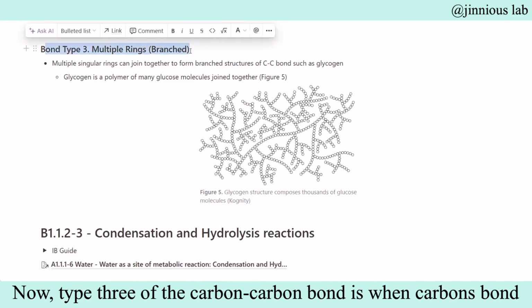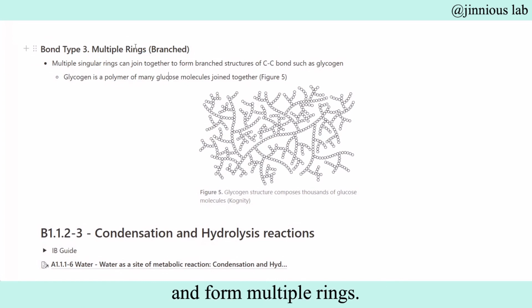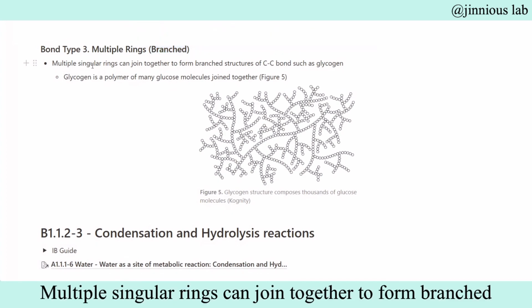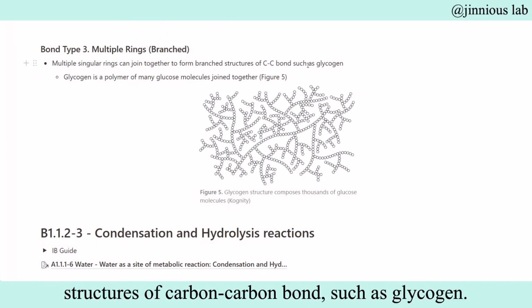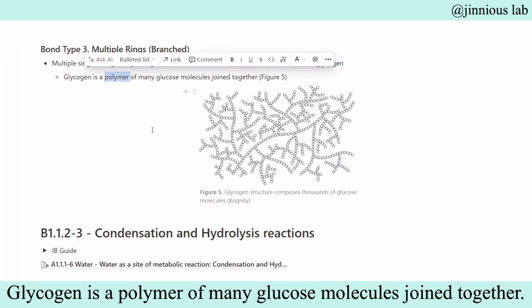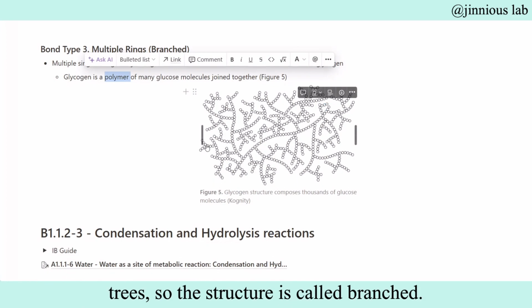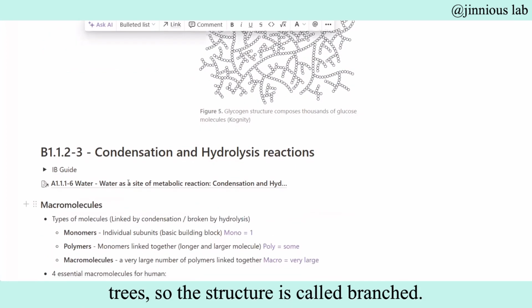Now, type 3 of the carbon-carbon bond is when carbons bond and form multiple rings. Basically, it's called a branched structure. Multiple singular rings can join together to form branched structures of carbon-carbon bonds, such as glycogen. Glycogen is a polymer of many glucose molecules joined together. As you can see, this resembles the branches of the trees, so the structure is called branched.